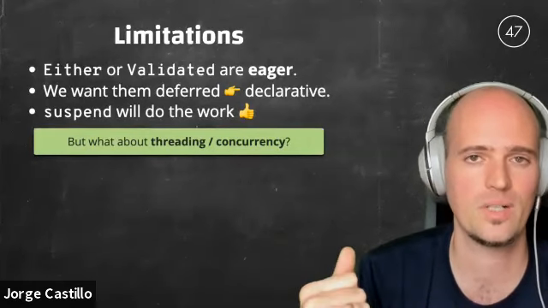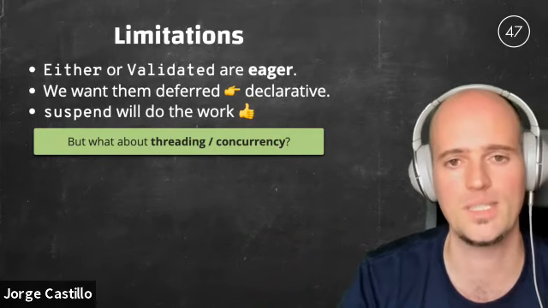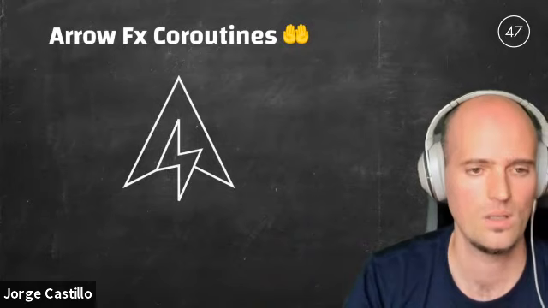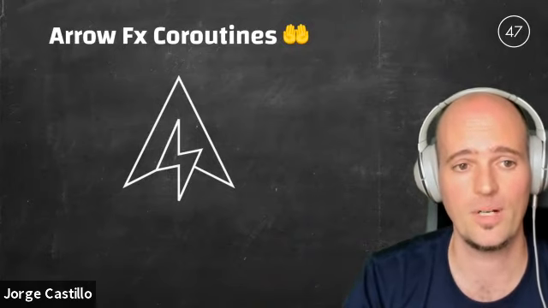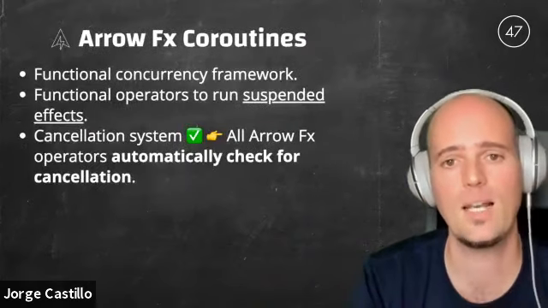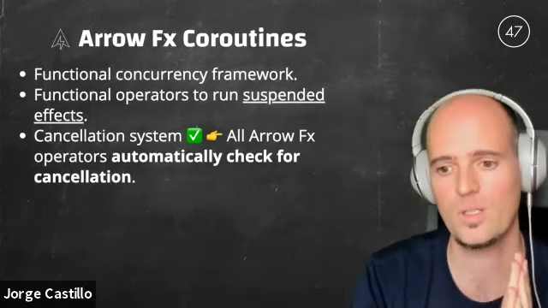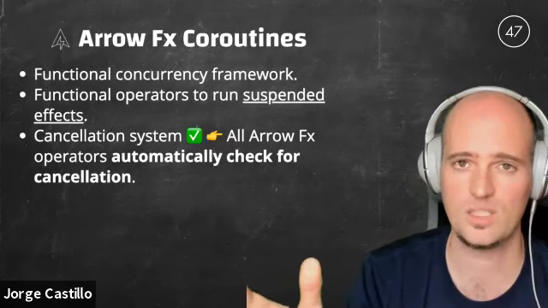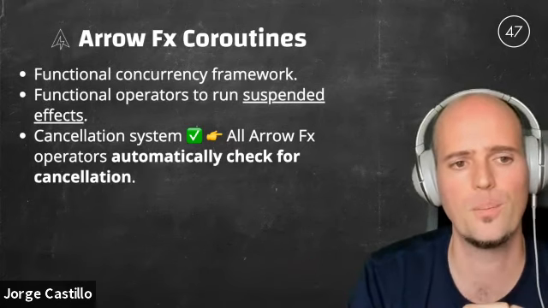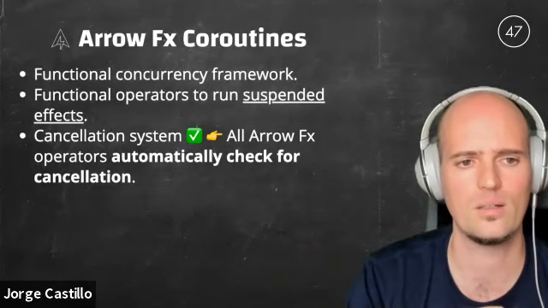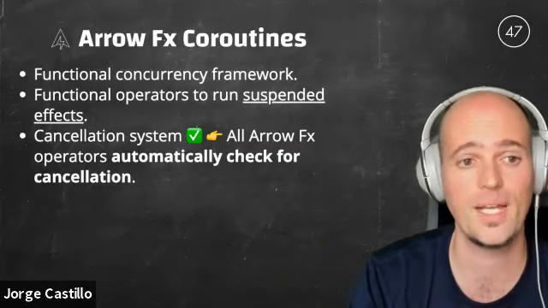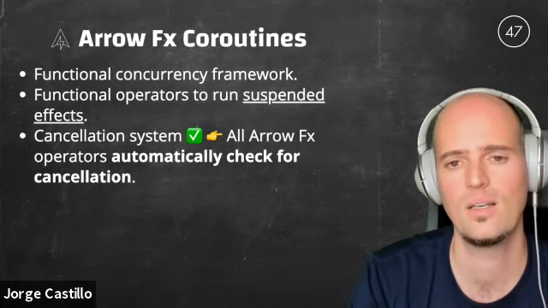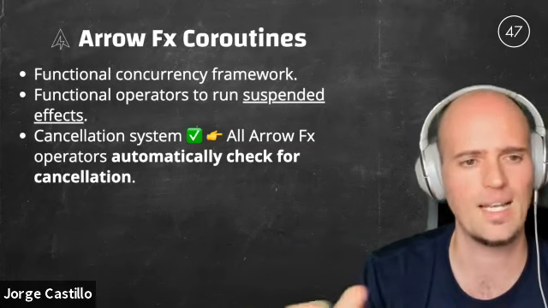But what about threading or concurrency? Because we are not covered yet in that sense. What would you do if you want to offload these computations? So that's where the Arrow Fx Coroutines library comes into play. Basically the library is a functional concurrency framework. It's going to provide you a lot of functional operators for running suspended computations. So you will be able to do things like repeating or retrying suspended effects based on a complex, reusable, and highly composable policy. You will be able to parallelize requests.